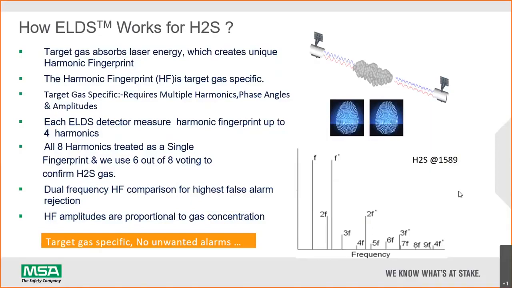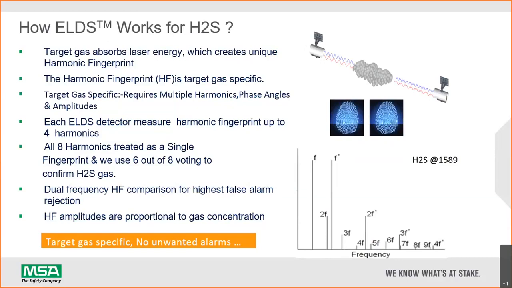So as long as it is H2S, the phase angle and amplitude will remain the same. So you can see F dash, 2F, same amplitude, 2F dash, 3F, 3F dash, 4F, 4F dash. So we use 4 harmonics from the one laser and 4 harmonics from the second laser. Out of 8 harmonics, we ensure that 6 out of 8 have to match. Okay, because I told you the second harmonic may be generated because of vibration, noise, interfering component, so many other things. So we ignore the second harmonic sometimes. But out of 8 fingerprints, 6 have to be matched.